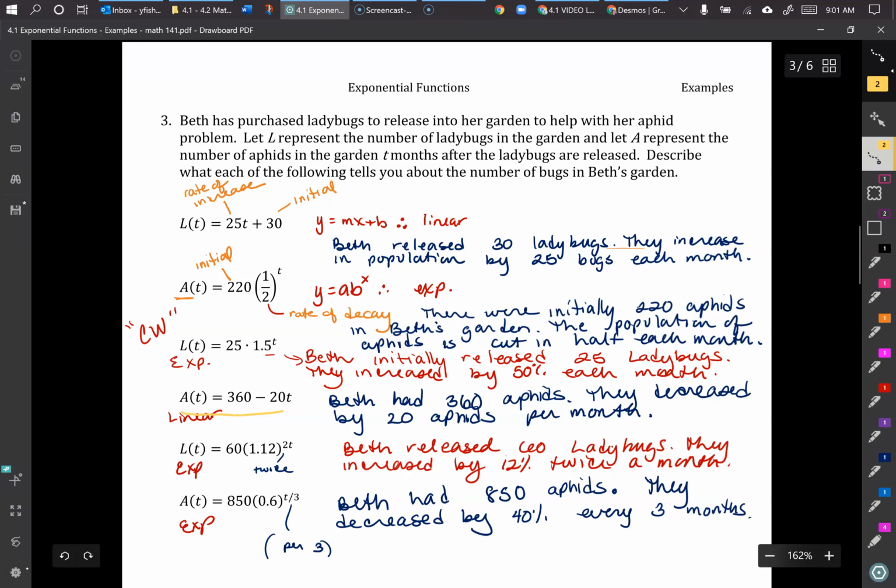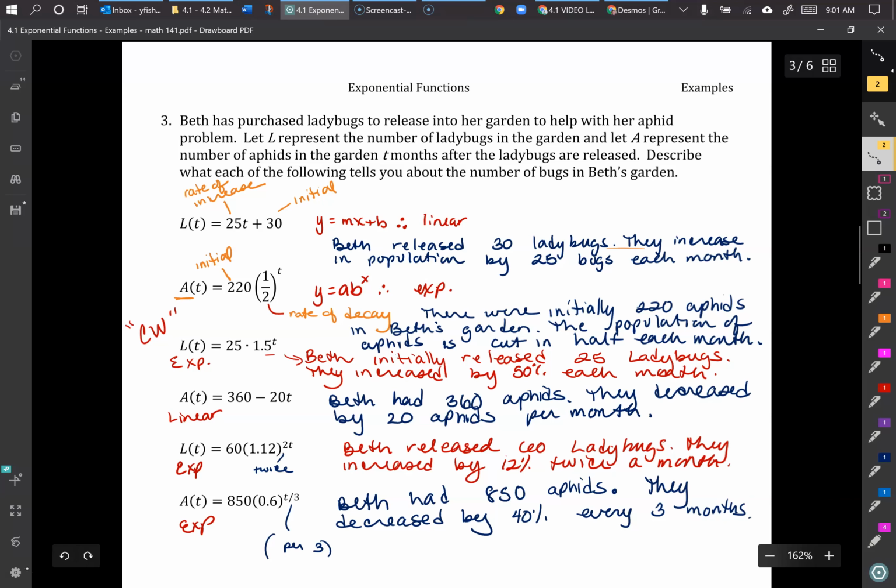And this next one is the aphid one. It is linear. So she had 360 aphids. They decreased just by 20 aphids. So it wasn't a rate there. It wasn't a percent increase or decrease. So that also shows how you word it with just a linear, right? It's just the number of aphids per month.